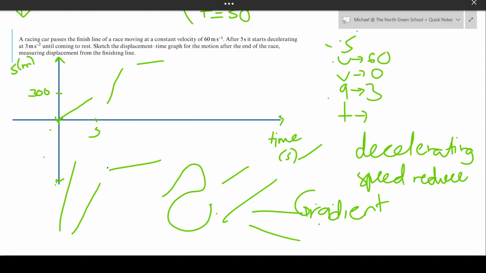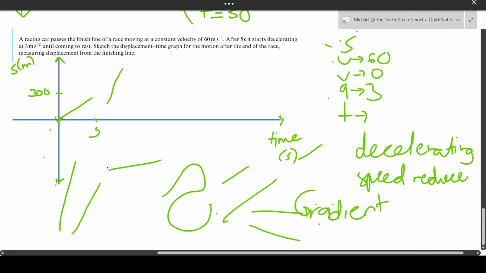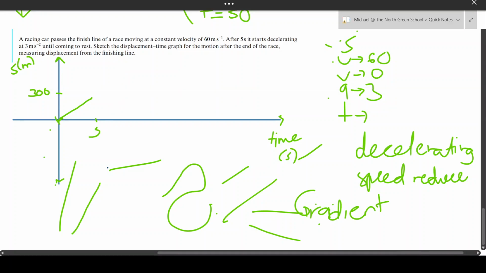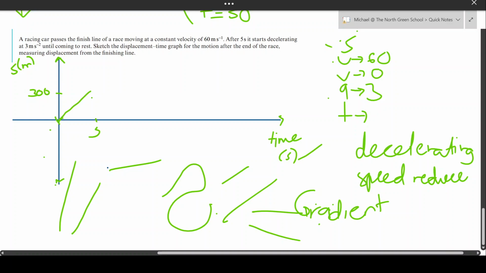And if we are coming to rest, rest means 0 speed or 0 gradient, and 0 gradient is just a straight horizontal line, something like that. So we are coming from something that looks a bit steep, and we're going to make it less steep. Let me just draw this again, like that.